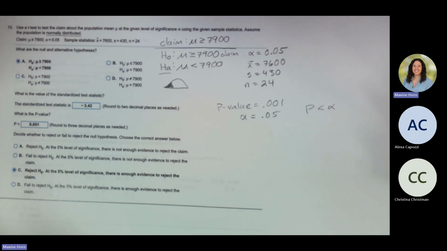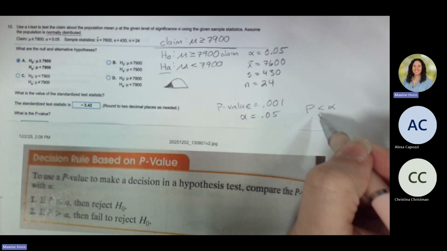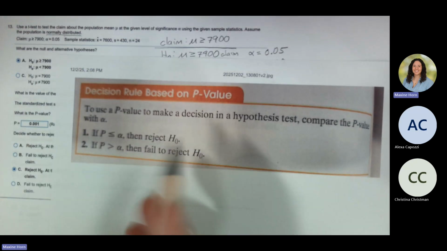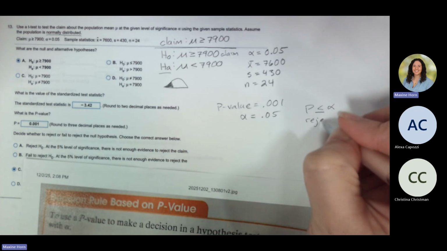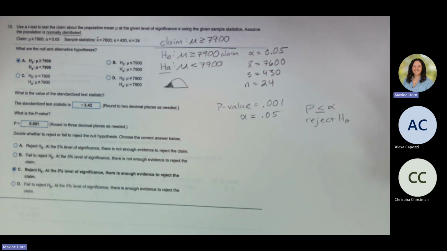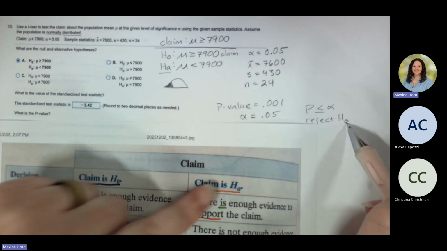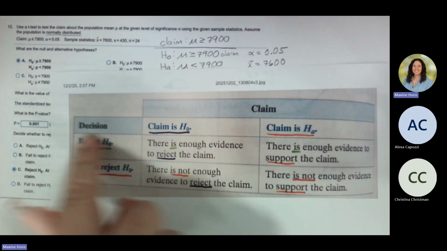So do you have it memorized by now? So if my p-value is less than or equal to alpha, apparently I don't have it memorized by now, we're going to reject the null. Okay, reject the null. Okay, that's nice. Now what do I do with that? Now that I know that I'm rejecting the null, I'm going to look at if my claim was the null or the alternative. My claim was the null. So my claim is the null and I'm rejecting the null.